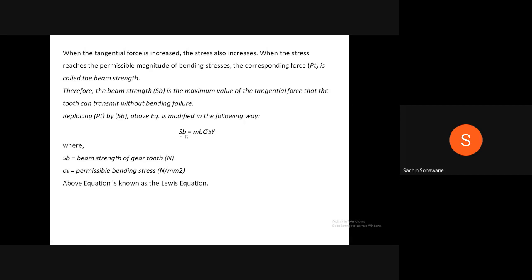Sb, which is nothing but beam strength, is equal to m b sigma b into Y, where Sb is the beam strength of gear in Newton, sigma b is the permissible bending stress in Newton per mm square, Y is the Lewis form factor, and m is the module. The above equation is also known as the Lewis equation. Therefore, write down this.